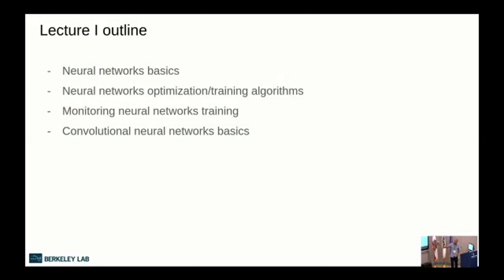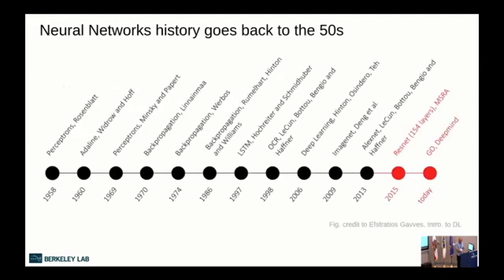We'll talk about, in practice, what we do to monitor the training or the learning process of those networks. And then at the end, we'll get into convolutional neural networks basics. I'll try to keep this talk at a conceptual level, so you won't see a lot of math. You won't see a lot of practical tips and nitty-gritty details of actually making these things work. Those we will defer to tomorrow morning. And it's inevitable that there will be one equation or another.